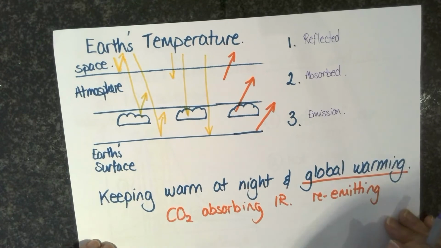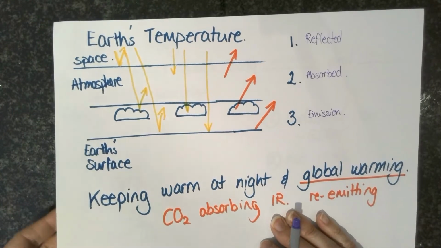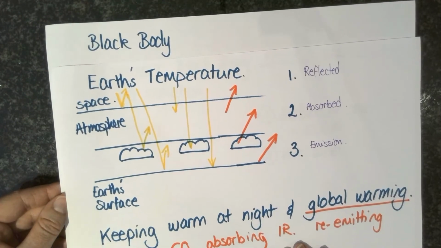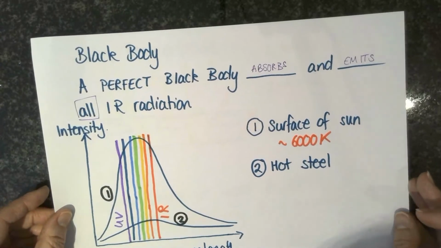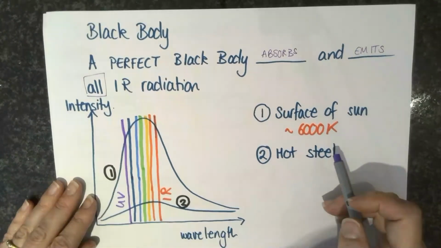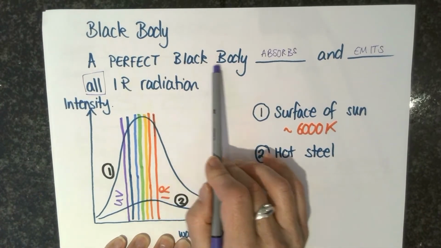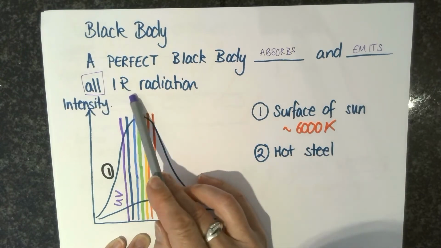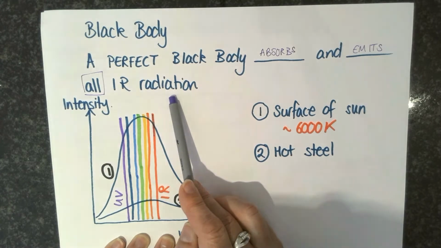Now, there's two more things we need to talk about: the Earth's temperature and black bodies. I think what we'll do is we'll talk about black body radiation first, and then we'll come back to the Earth's temperature. So a black body, a perfect black body, is defined as something that absorbs and emits all the infrared radiation, and the posh way of saying it is that is incident onto it. Now all that means is shining onto it.